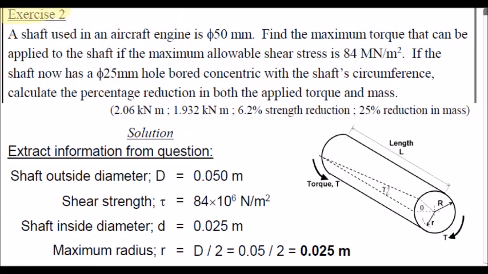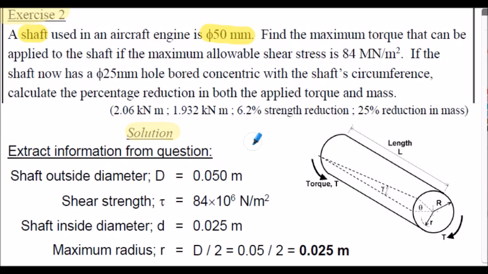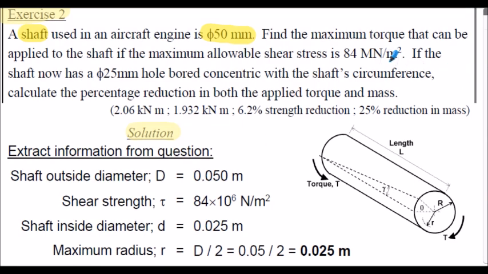Exercise 2, the solution. So extracting information from the question, we've got the shaft diameter, 50 millimeters. Again, as in previous problems, I will convert my dimensions into meters because the allowable shear stress stated here is in newtons per meter squared. Shear stress here is 84 times 10 to the 6 newtons per meter squared. So as I say, I'm going to put my diameter, capital D, in terms of meters here, 0.05 meters.